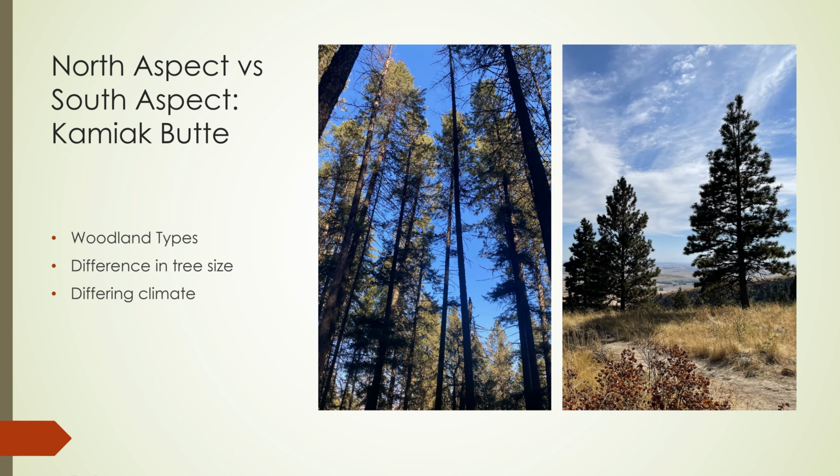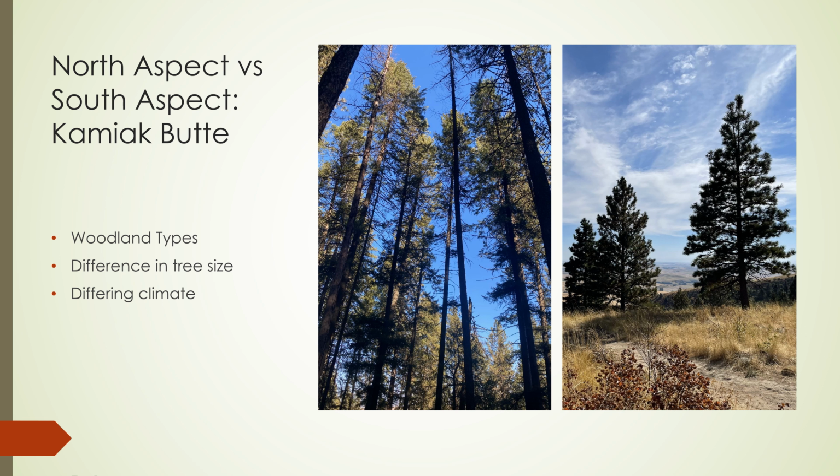Kamiak Butte is split into two very diverse and much different north and south facing aspects. The north aspect is much denser with vegetation and canopy coverage, which contributes to a slower winter melt-off. This is much different than the south aspect, which has significantly less vegetation, more solar radiation, and a drier overall climate. The north aspect has around 130 trees per acre, whereas the south aspect has a much lower 35 trees per acre. This contributes to the significant difference in canopy coverage from the north aspect to the south aspect.